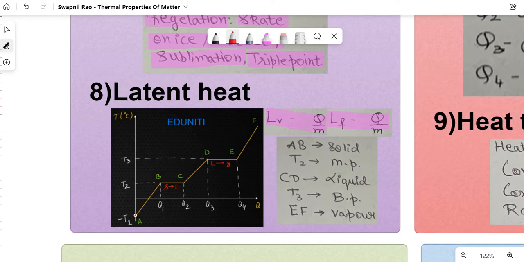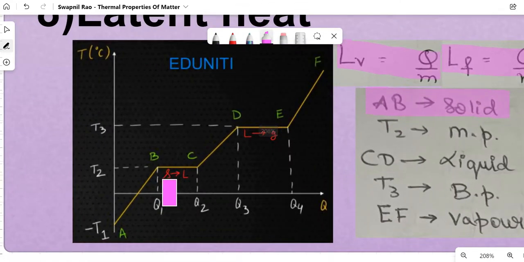However, this graph basically has an example. Let's say the body is at minus T1 temperature, which means it's at ice state. So ice is solid. From A to B, what will happen is, let's say you start heating it slowly. From A to B, as you can see, it's ice, so it's given as solid. At T2, it will start to change its state from S to L, which means solid to liquid. That's why temperature T2 is called the melting point.